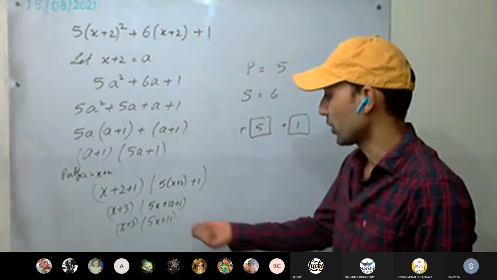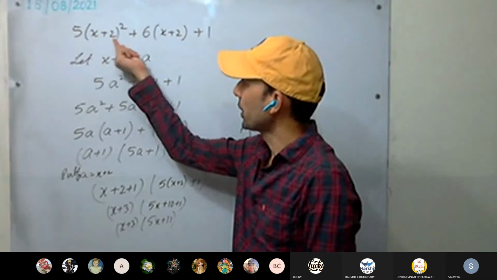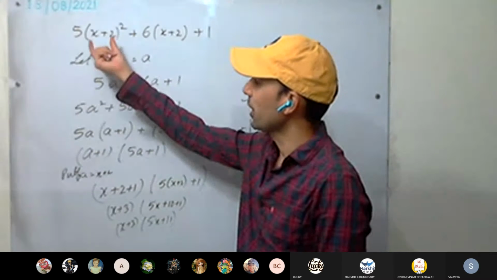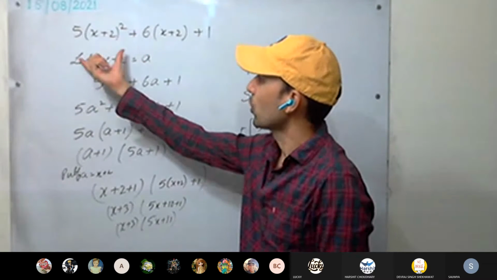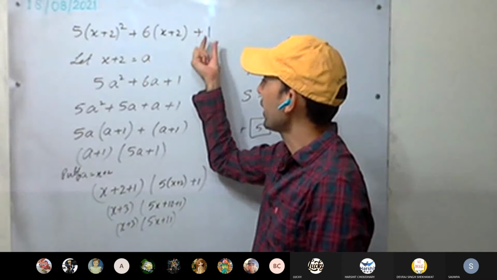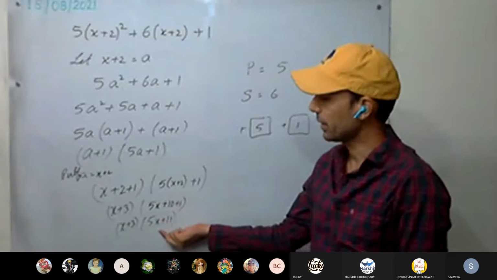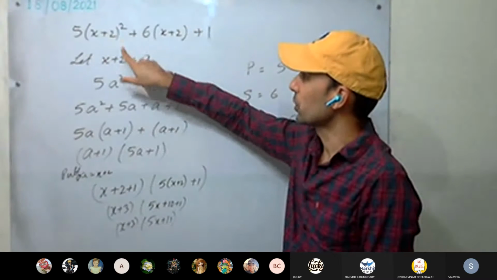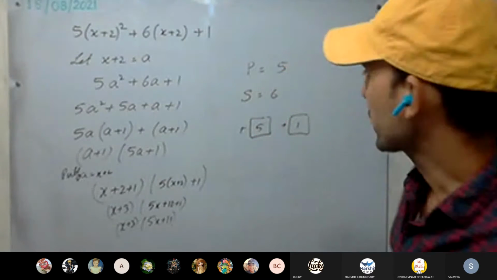By substitution you are doing it. Or else there is one more way: open the bracket and expand it. Then collect all the x square terms in one place, x terms in one place, and the constants. Add like terms, and you will get the same answer. Understood? That's the other way. But here we can simply take x plus 2 equal to a. Try the next one.